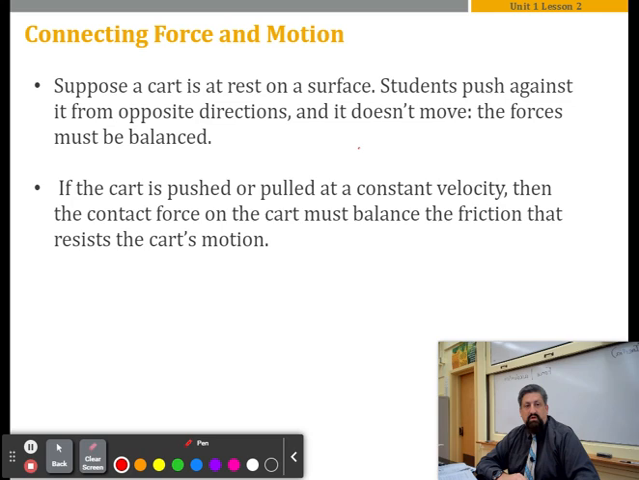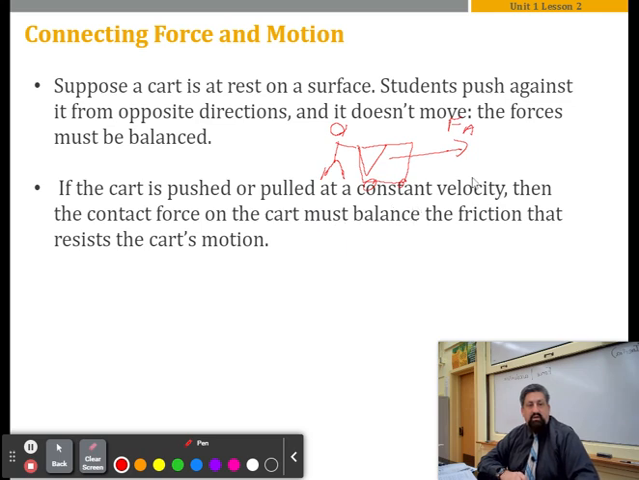So here's the cart. Oops, that's not a cart. Oh, I'll make it into a cart. Okay, so here's a cart. It's got some wheels. Here's you pushing it along. You are applying a force to the cart. That's the applied force.